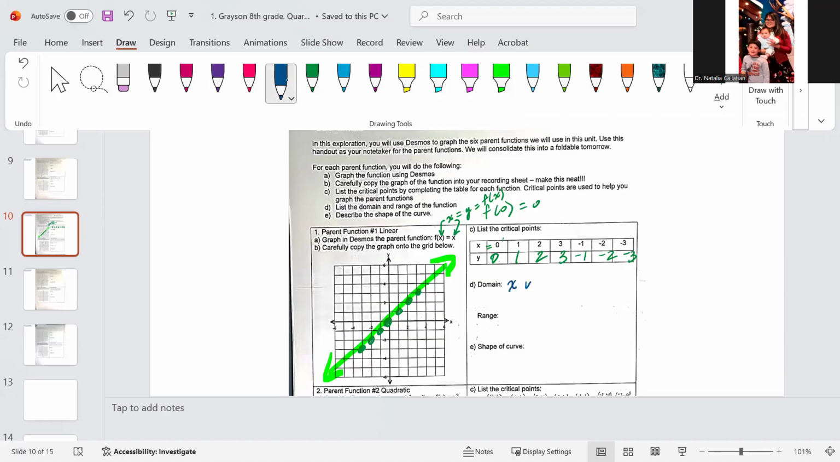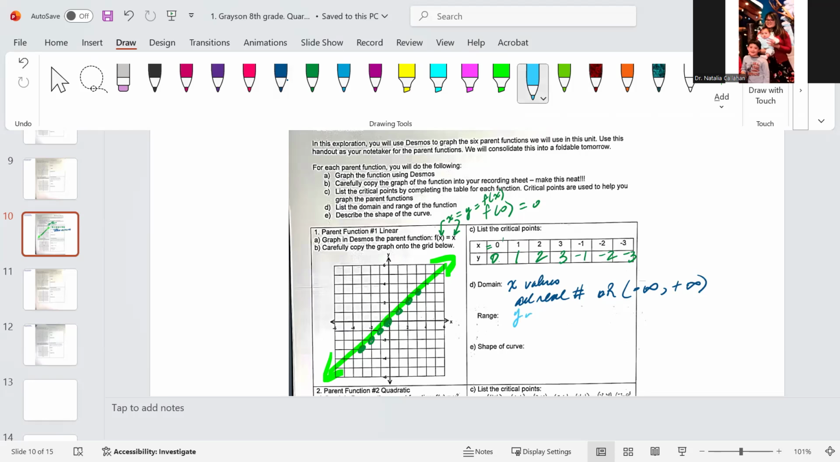Domains are all the possible x values. So when you're looking on the right side and the left side, does that graph ever get smaller on the left side, or does it keep going? What about the right side? Does it ever get smaller on the right side or keep going? So your answer here is all real numbers, or it's negative infinity to positive infinity.